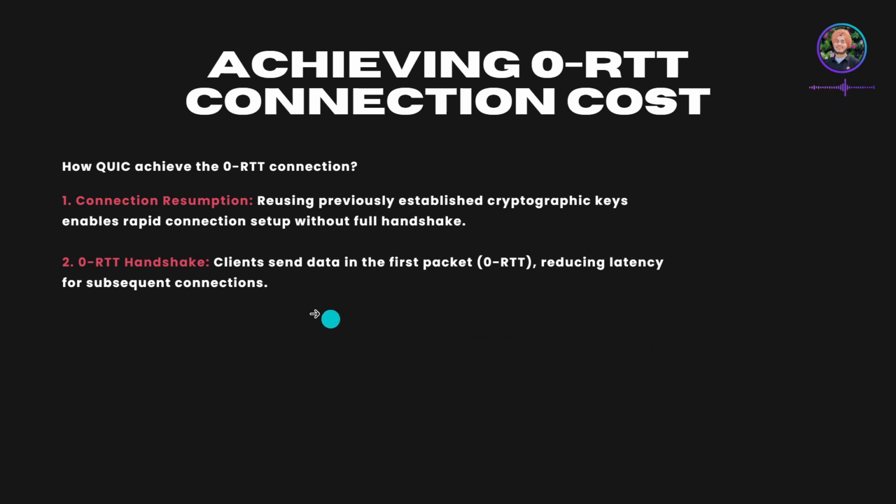The first thing is the connection resumption. QUIC allows for session resumption by reusing previously established cryptographic keys. The next is the zero RTT handshake. After the initial connection, QUIC enables the client to send data in the very first packet without waiting for the server response. The client includes the encrypted payload in the zero RTT packet. We discussed the QUIC packet in the previous slides. The server decrypts the payload using the session ticket and processes the request.